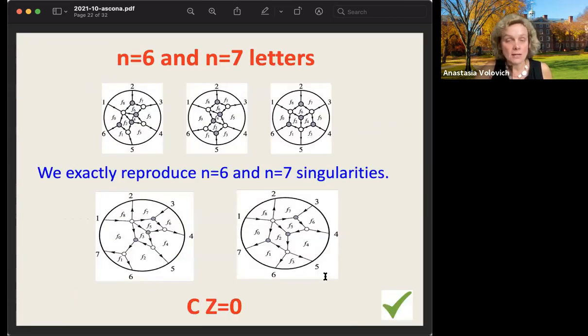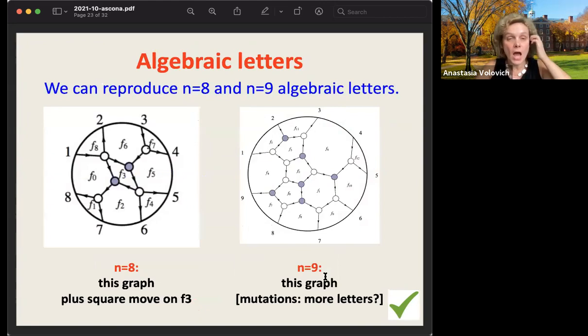So we draw some plabic graph, solve C·Z = 0, and boom, we get the letter. Before we do anything, we reproduce 6 and 7. I just drew a graph for you. And then we continue for 8 and 9. The first thing we have to do is figure out the square roots. And indeed, for 8 points, we exactly get this square root. For 9 points, we actually get square roots plus more. So nobody knows at this point.